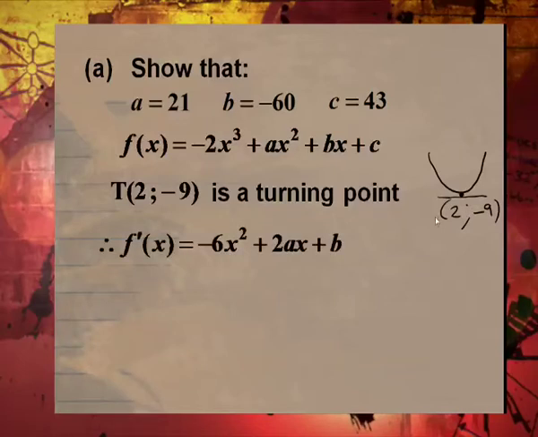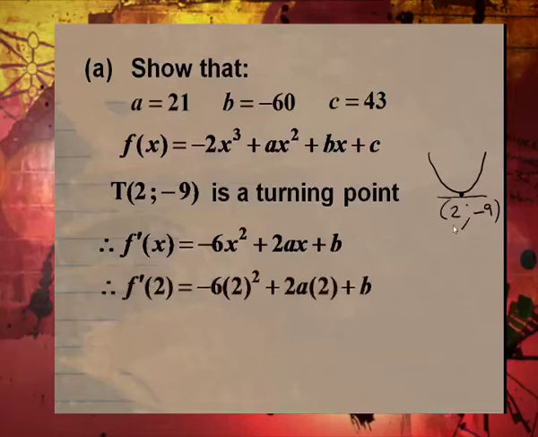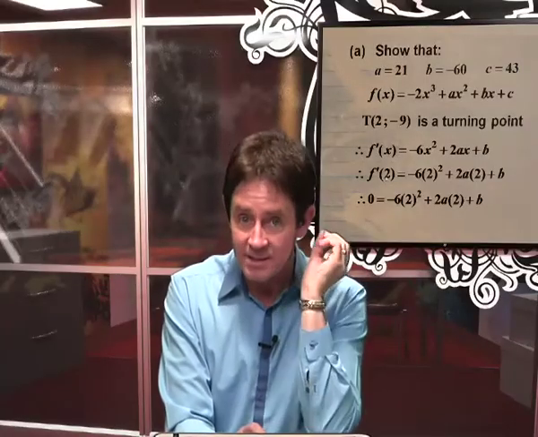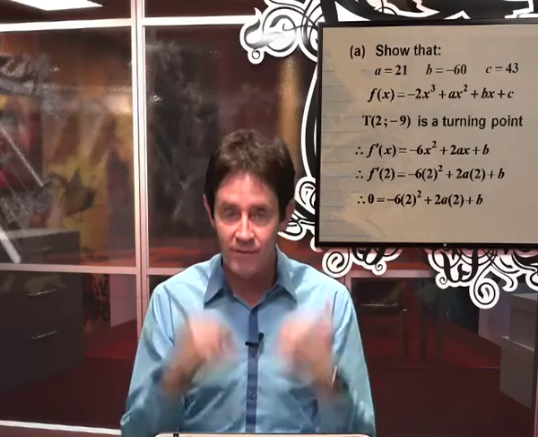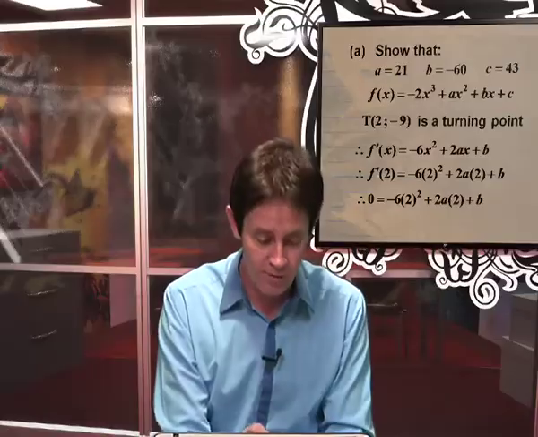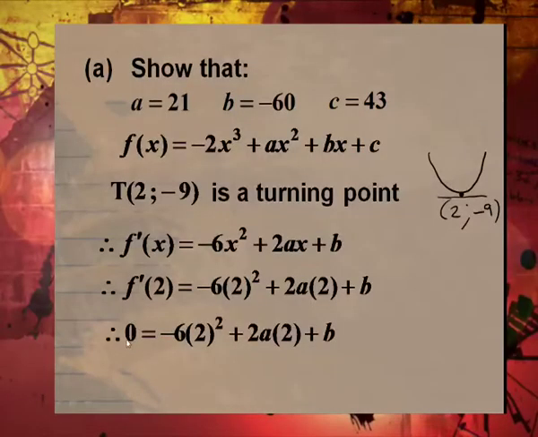The derivative, now focusing on gradient being 0, the derivative, look at this, is minus 6x squared plus 2ax plus b, and that c goes missing. Now you've got the gradient, but we're specifically at a turning point. We know that our x value is 2. So if we change all the x's to 2, and very specifically, what do we know at a turning point? The gradient is 0. The derivative at 2 is 0. So 0 equals this.